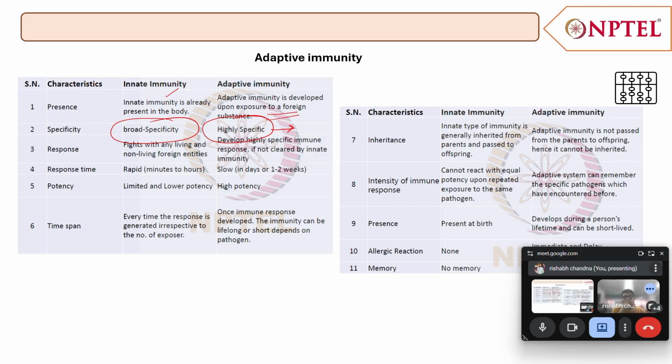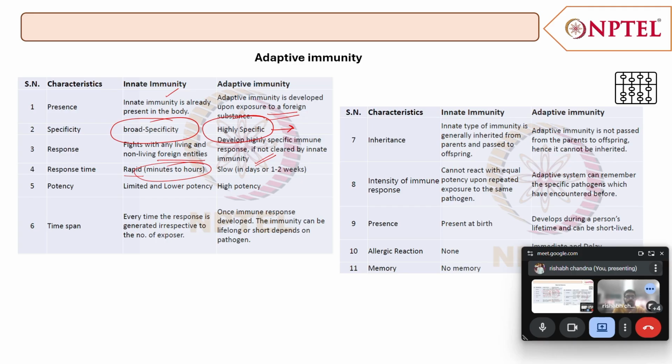The response: innate immunity fights any living and non-living foreign entities. Adaptive immunity develops a highly specific immune response if the pathogen is not cleared by the innate immunity. The time for which innate immunity functions is rapid, from minutes to hours, because it is the first line of defense of the body. So it must be rapid.